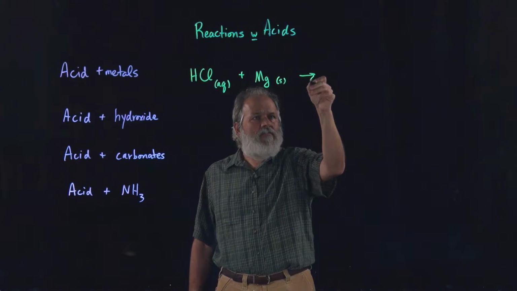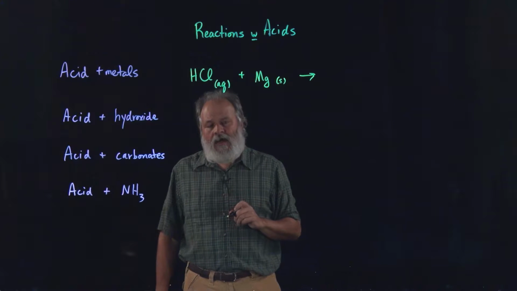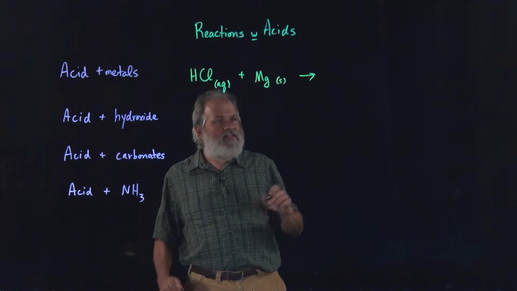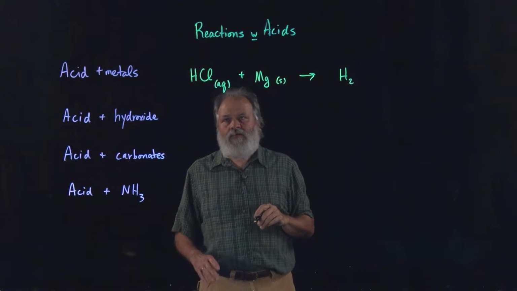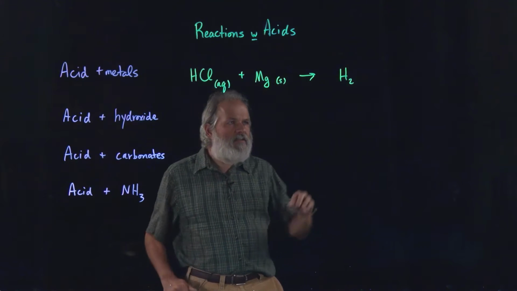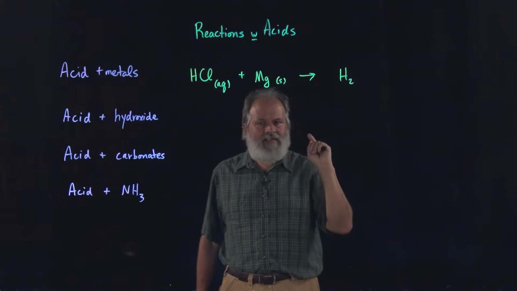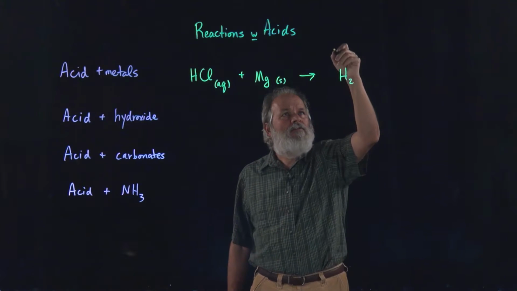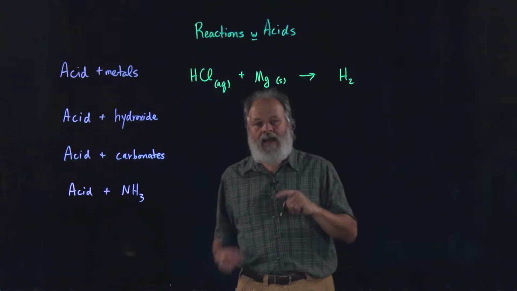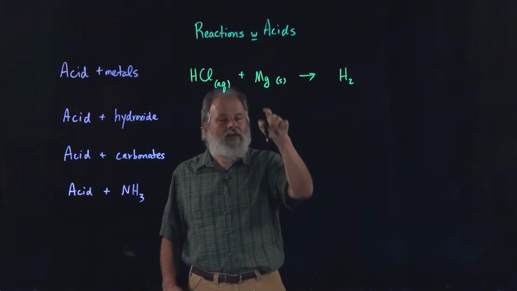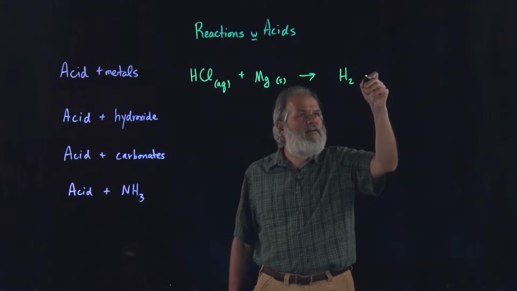And this is a redox reaction where the H+ gets converted to H2 gas. And so if it's H+ here and neutral here, it has gained an electron. So hydrogen is gaining. That's reduction. Okay, so the hydrogen gets reduced. And so that means the magnesium gets oxidized.